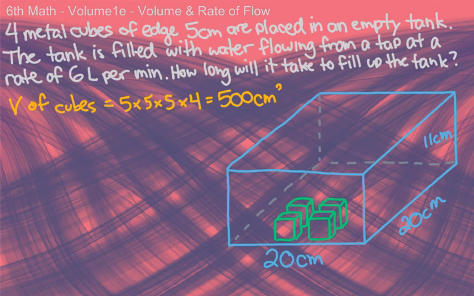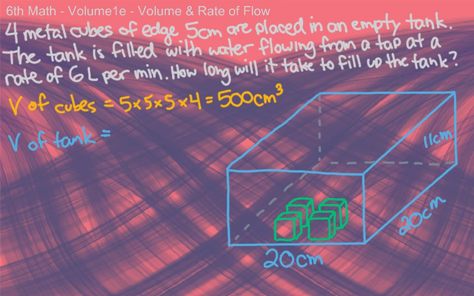Oops. And my thought process at this point is, okay, if I'm going to fill up that tank that's 20 by 20 by 11, then whatever the volume is of the tank, I need to subtract that 500, because as long as those don't float, they're made of metal and they're not going to float at the top of that water, then those are just going to take up space inside of that tank.